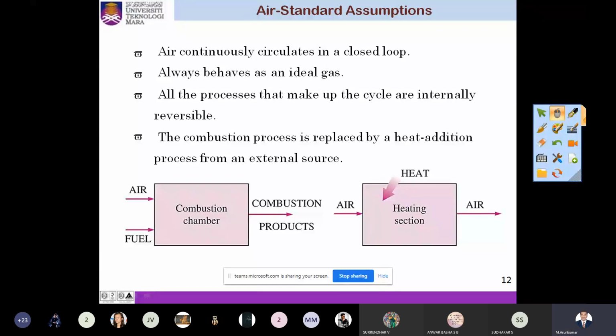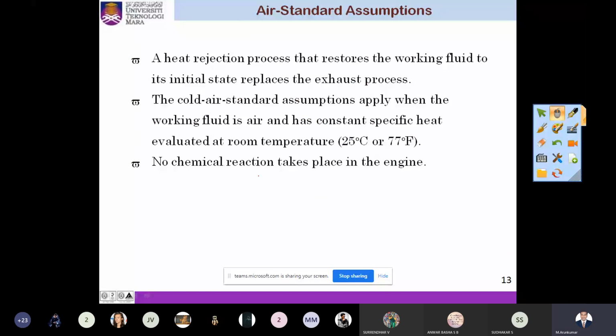Then we know how the combustion chamber works. If an air-fuel mixture is sent to this combustion chamber, a combustion process will happen. If air is passed through this heat section and heat is added, we can get the combustion process also. You know what combustion is, just try to recall. Then another assumption is a heat rejection process that restores the working fluid to its initial state, replacing the exhaust process. So after the combustion process, the working fluid is restored, and the initial state comes back.